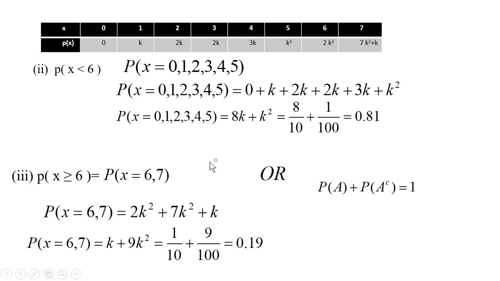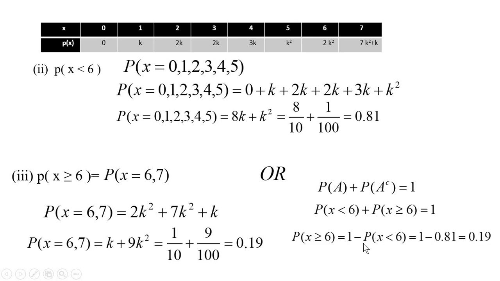You know that I have told you the total probability must be 1. That is, probability of A and probability of its complement will give you 1. So here, probability of x less than 6 and its complement, which is x greater than or equal to 6, add up to 1. So what is probability of x greater than or equal to 6? It is 1 minus probability of its complement. We have already found out, which is 0.81. Upon subtracting, you get 0.19.